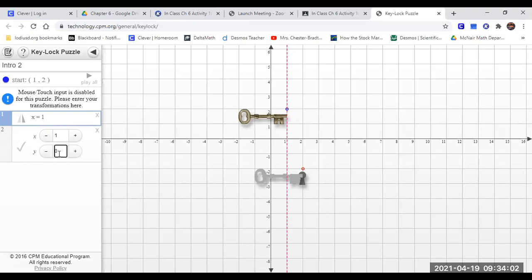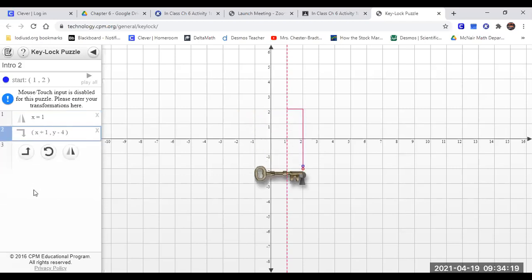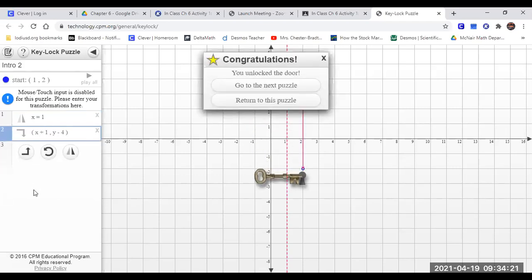And then once we slide it 1 to the right, what do we need to do from there to get the blue dot on top of the red dot? Down by 4, okay? So we need to tell it down by 4, right? Check it. Did it again, okay? Go to our next puzzle.